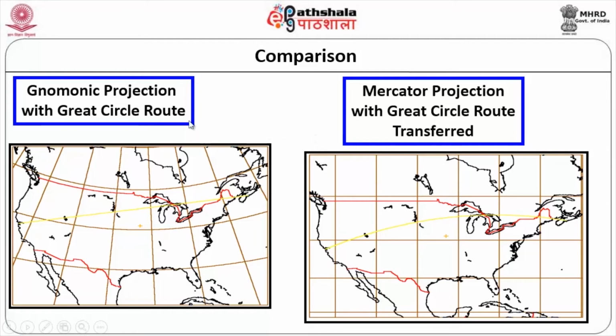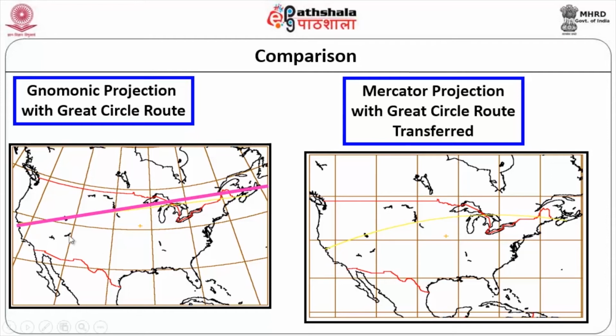Comparison: one of them I told you about, the gnomonic projection with the great circle route, and the Mercator projection with the great circle route transferred. So you see here, in the gnomonic projection this will be the route and in the Mercator projection this will be the route. In both cases it may appear similar, but you can see that this distance will be slightly higher when compared to this distance. So you have to bear that in mind. This is more evident, isn't it? See, this is slightly more than this one. So this is how you compare and work on the data.